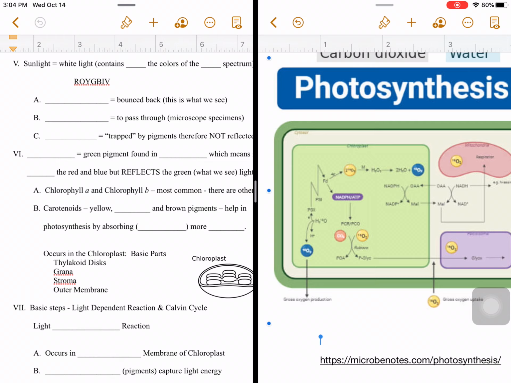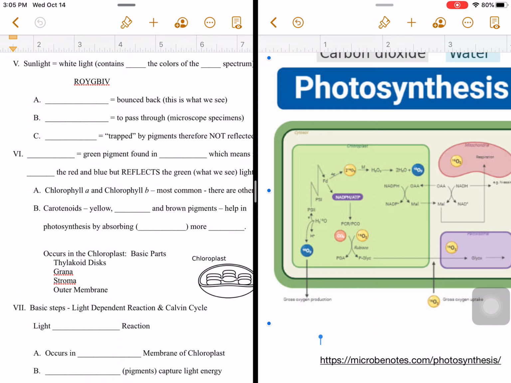So you have sunlight, which is white light, and it contains all the colors of the visible spectrum: Roy G. Biv, red, orange, yellow, green, blue, indigo, violet. And it can be transmitted in multiple ways. Some of it is reflection, and it's bounced back. This is what you see. Some of it gets transmitted, which means it passes through. Think microscope specimens. We have to transmit light through it in order to see it. And then finally, some of that light is absorbed, and the absorbed light is what's going to fuel photosynthesis.